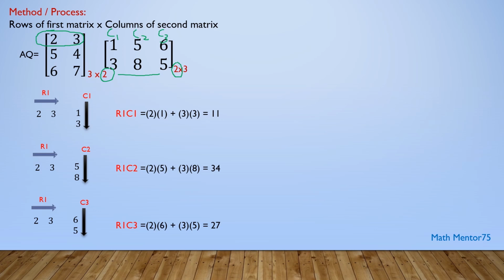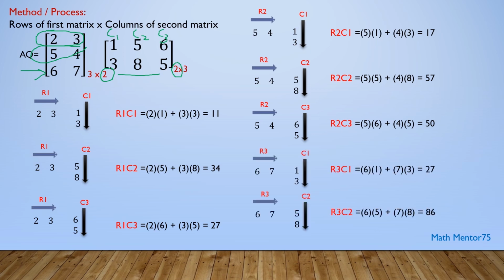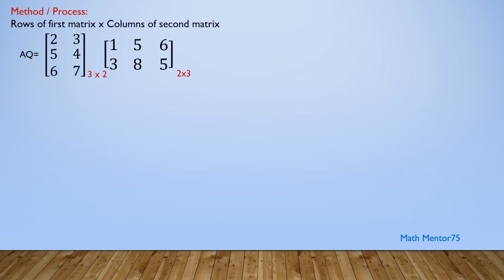Now what is the second row of the first matrix? It's 5 4. Now we are going to multiply R2 with C1, first element with first, second with second, then R2 C2, then R2 C3. It means row 2 has done its work. Now we are going to do the working on the third row of the first matrix. So R3 C1 and then R3 C2 and then R3 with C3.